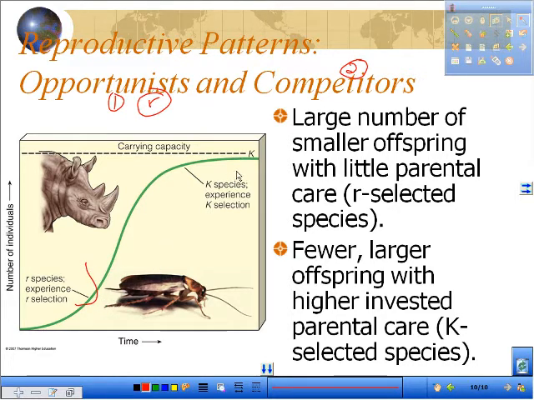Okay? The K-selected species are the competitors. So these are the fewer offspring. We are a K-selected species. We tend to have relatively few offspring. We put a lot of parental care into each one. Our babies can't just go from the time they were born. They need help. And so we tend to be more like that S shape around that carrying capacity curve.